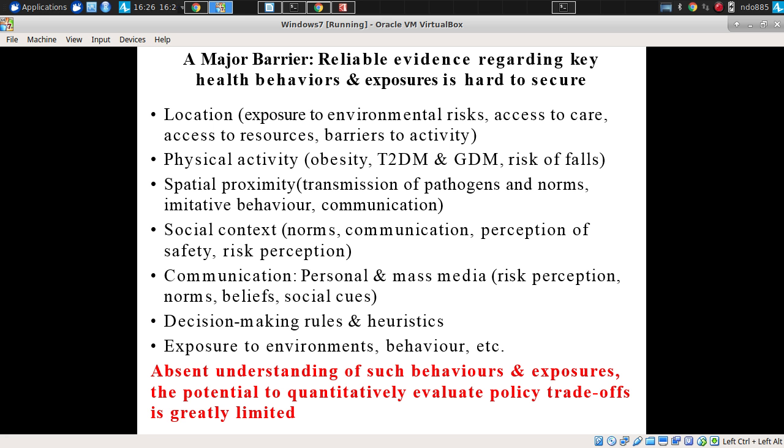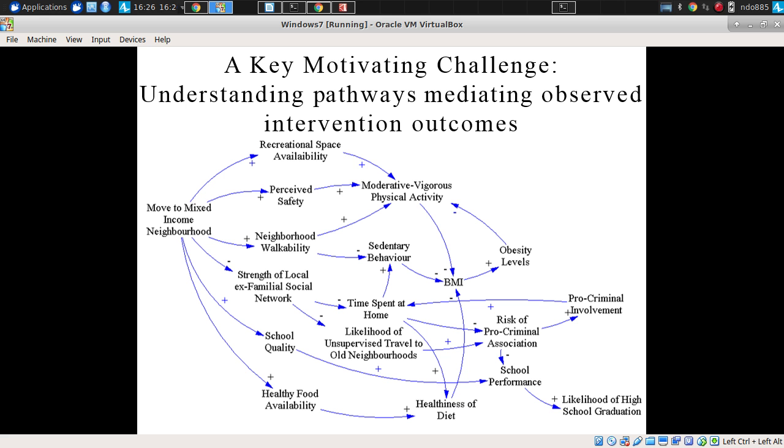Trying to get information about spatial proximity of individuals, who they've spent time around, we've also found big gaps in the studies where we've very carefully studied the contrast between self-report and what's recorded. Social context, aspects of their decision-making, rules, etc. These are areas where it's hard to collect data in a way that's not terribly burdensome or terribly inaccurate in other cases. And yet the challenges in seeking to build models that richly characterize behavior related to these complex challenges, absent an understanding of these behaviors and exposures, often the ability to quantitatively evaluate trade-offs between policies is really limited.